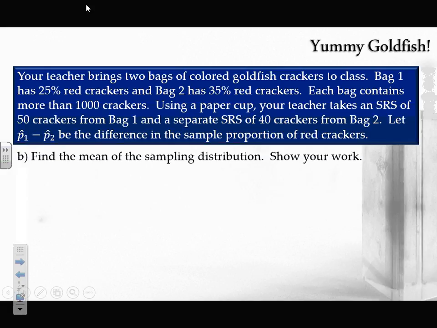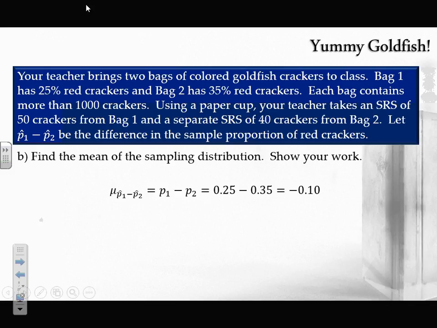What would be the mean of our sampling distribution? So if we took P hat 1 minus P hat 2, we did it over and over and over again, where should the center of the distribution lie? At the actual difference. And what would be the difference? If we're doing P1 minus P2, the mean would be at 25 minus 35, which would be negative 10%. So the means of our distributions can be in the negatives. What that means is we can expect 10% less in bag 1 than we can in bag 2.